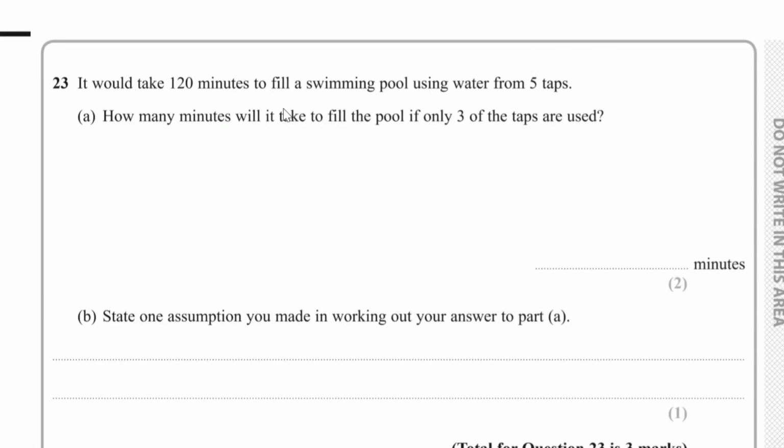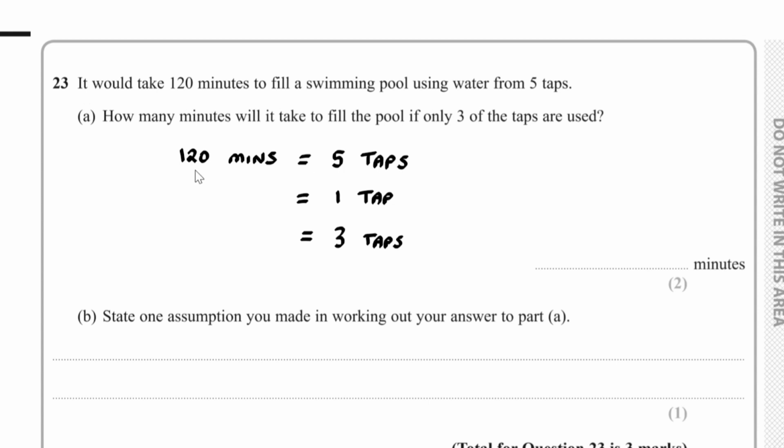Question number 23. It would take 120 minutes to fill a swimming pool using water from 5 taps, and we have to find out how many minutes it will take to fill the pool if only 3 of the taps are used. So it takes 120 minutes to fill the pool using 5 taps. What we can do is find out how long it will take with 1 tap and then how long it will take with 3 taps.